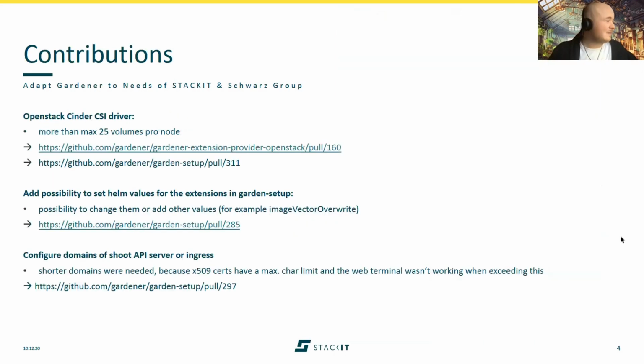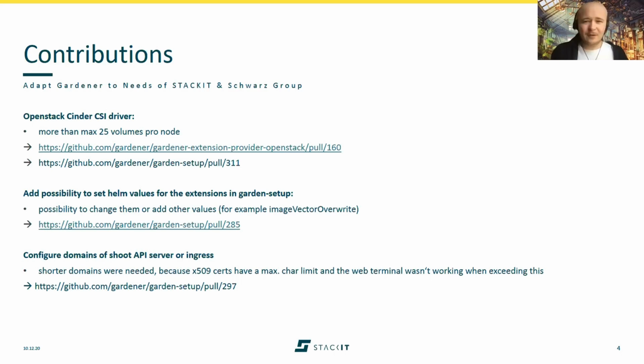So I would just give you a few points which we already contributed, so our biggest changes to the Gardener itself. The first thing was we configured Gardener for our Cinder CSI driver to set a maximum amount of volumes per node, because we have the volume limit on the OpenStack side. And of course, the scheduler itself needs the limit too, because otherwise it would schedule pods on nodes where no volumes are available, which leads to errors, of course.